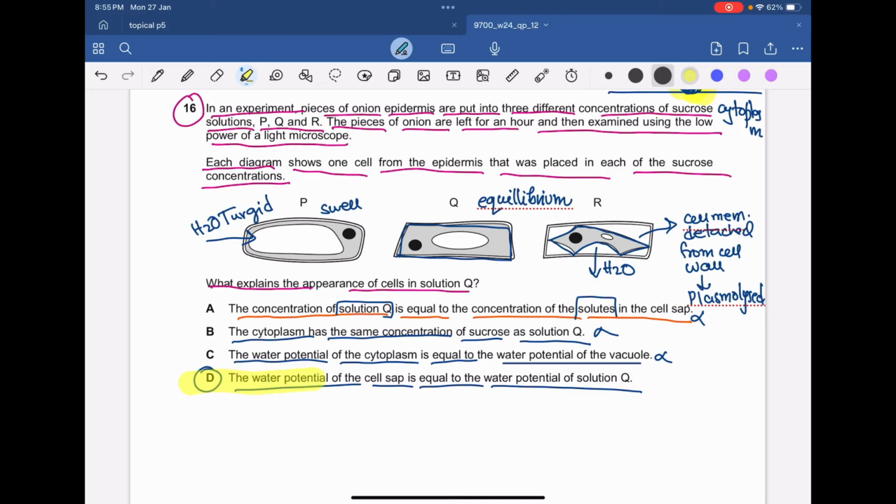That the water potential of the cell sap is equal to the water potential of the solution Q. Why? Because we can see here that there is no change in the shape of the cell and it is looking like a normal plant cell which is in the equilibrium state, which means that there is no gain or loss of water from here. So hence the answer to question number 16 is option D.